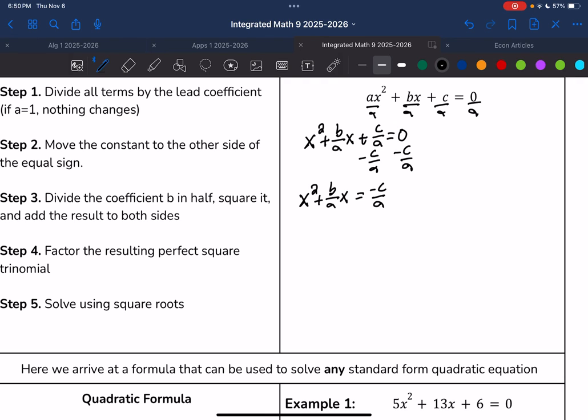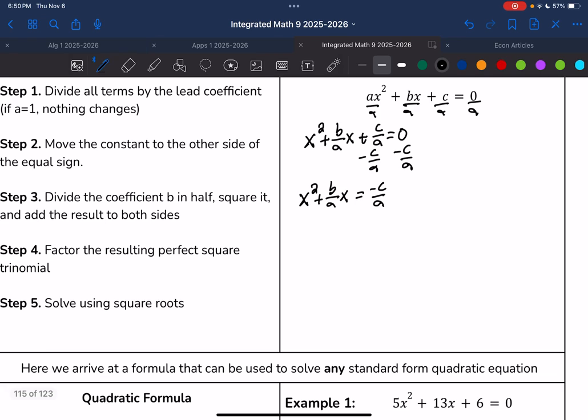And at this point, I'm going to add something to both sides. I'm going to add b squared over 4a squared. b squared over 4a squared. And you very well might be asking, where is that coming from?